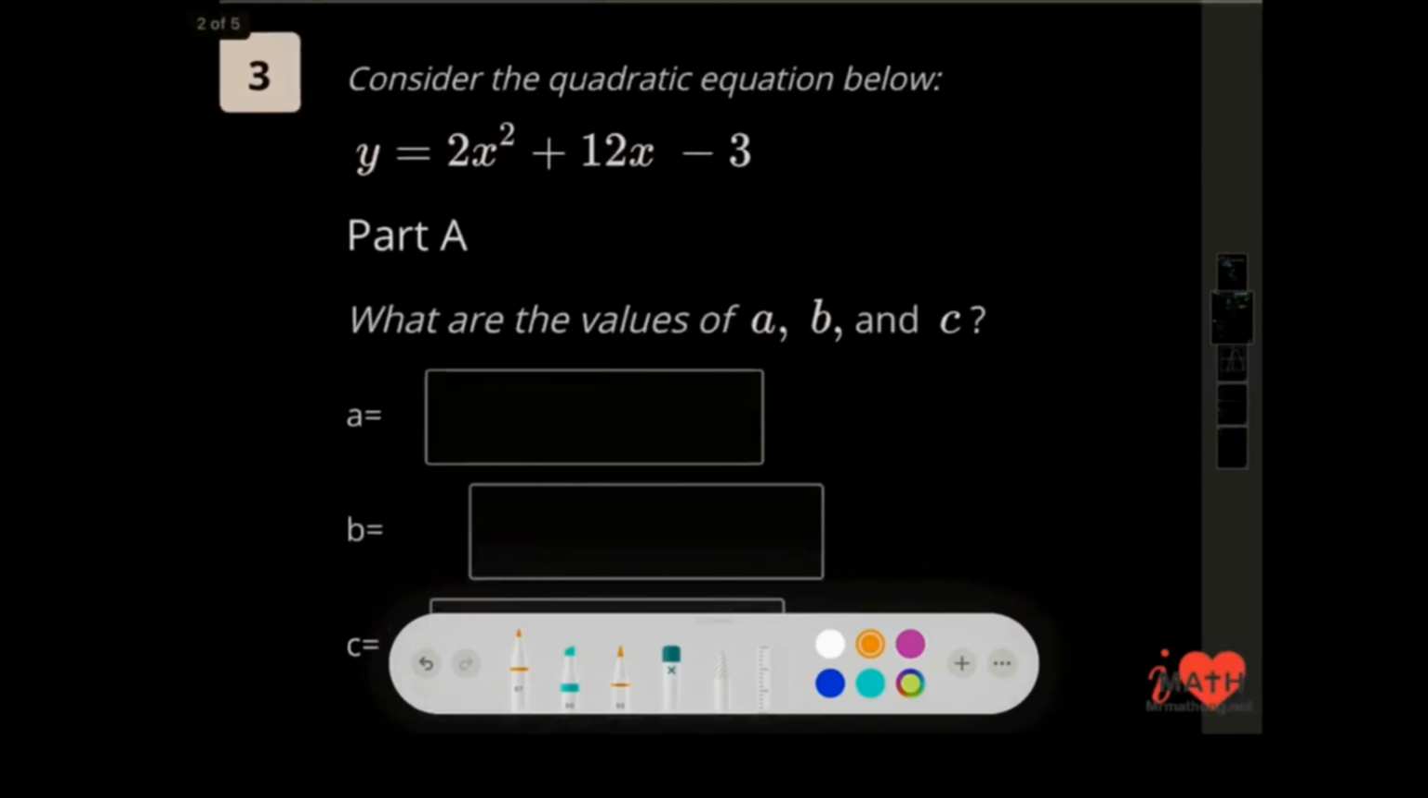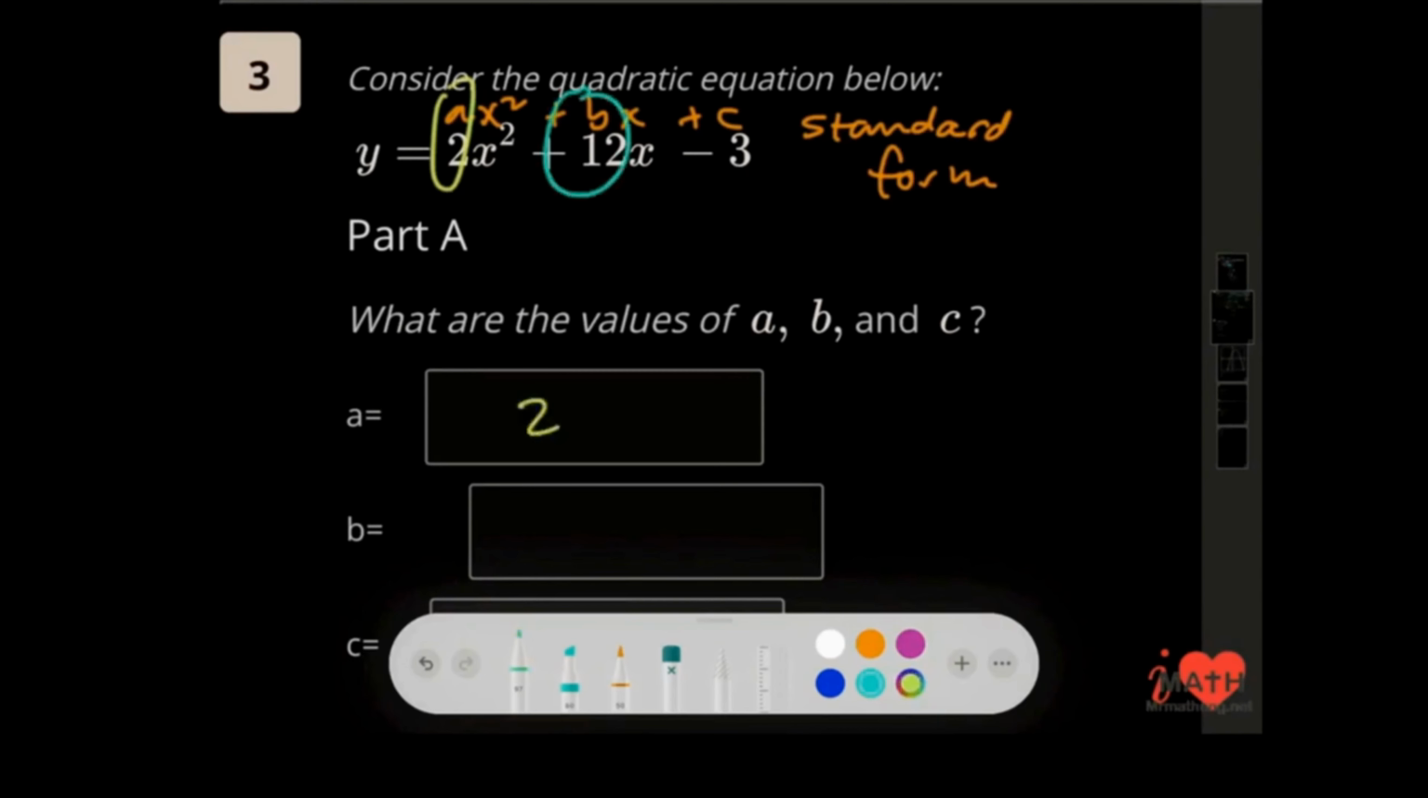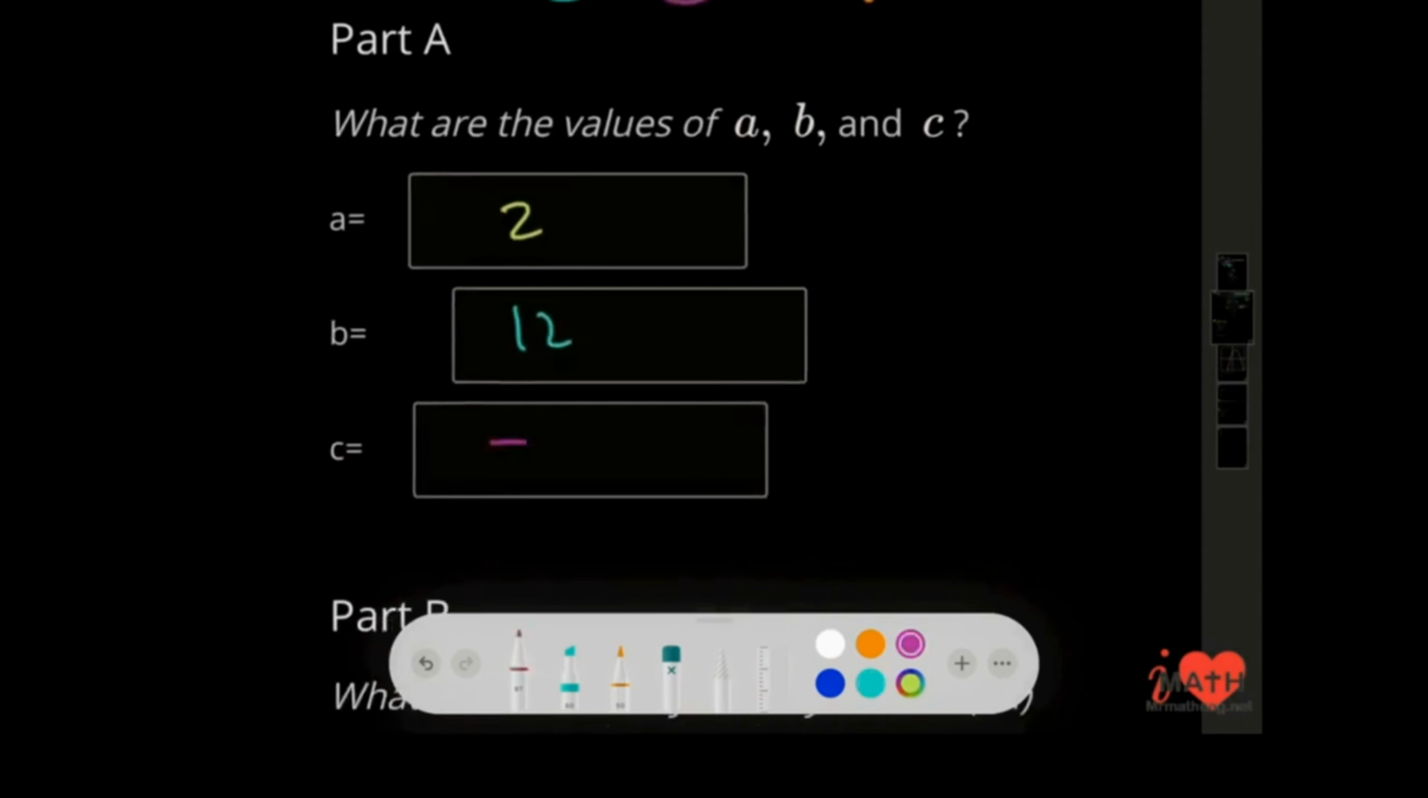Now recognize no parentheses. So if it has no parentheses, this is standard form. And we were working on identifying the A, B's, and C's for quite a bit of time, right? We've even done that back in factoring. So A is 2, B is 12, and C is -3. Did you notice how here the A, B's, and C's are never x or x squared, right? It's the numbers in front. Those are called coefficients.